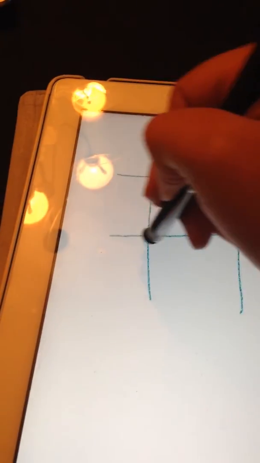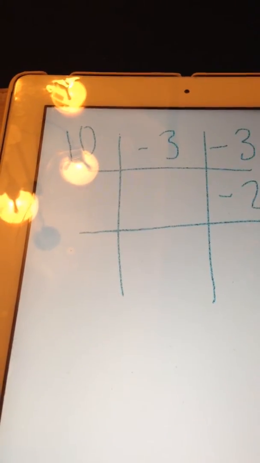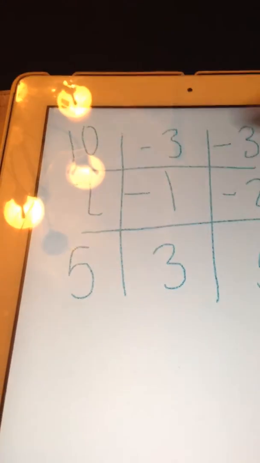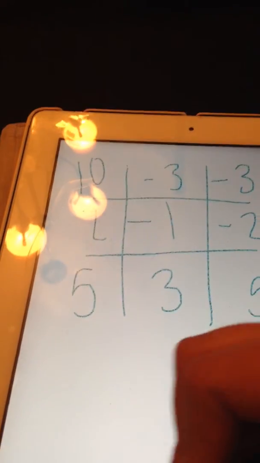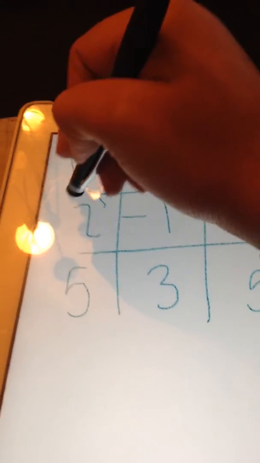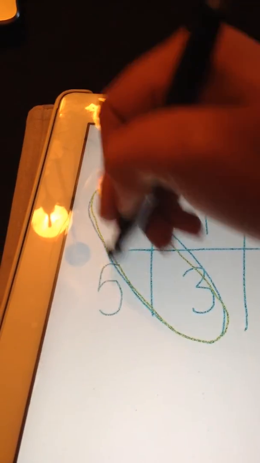So I'm going to show you guys real quick how I got that. Well, you know, we have our tic-tac-toe method, and we have 10, negative 3, negative 30, negative 2, 15, negative 1, 3, 5, and 2, just like that. So now, let me use a different color so you guys can know what I'm talking about. That color didn't work. Okay, there we go. So now we're going to use that.